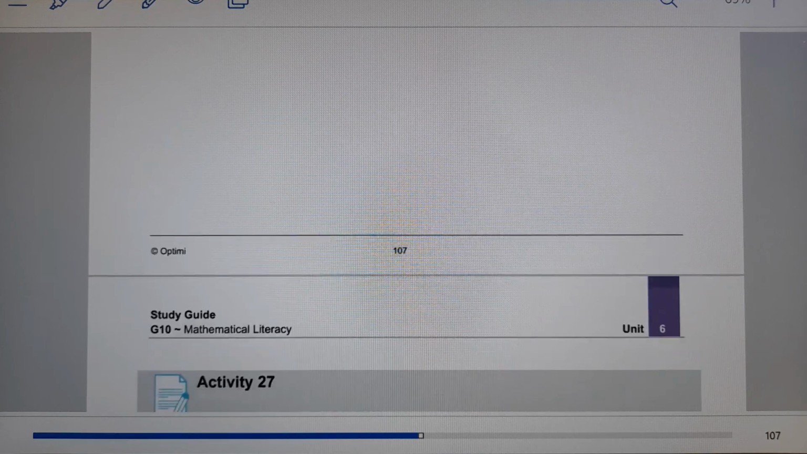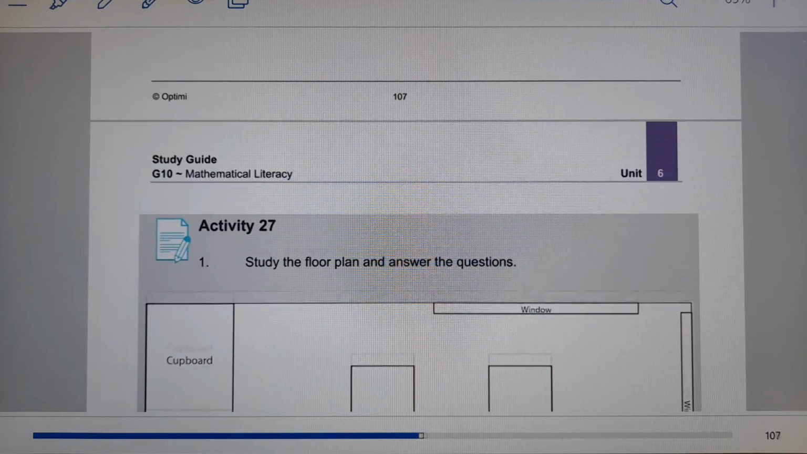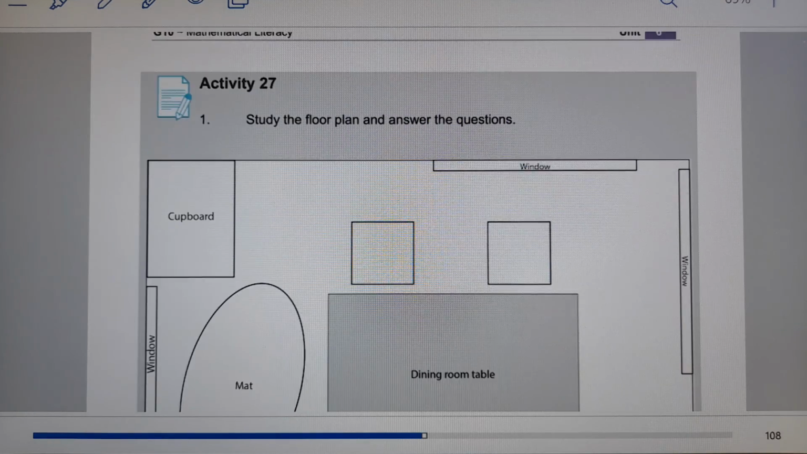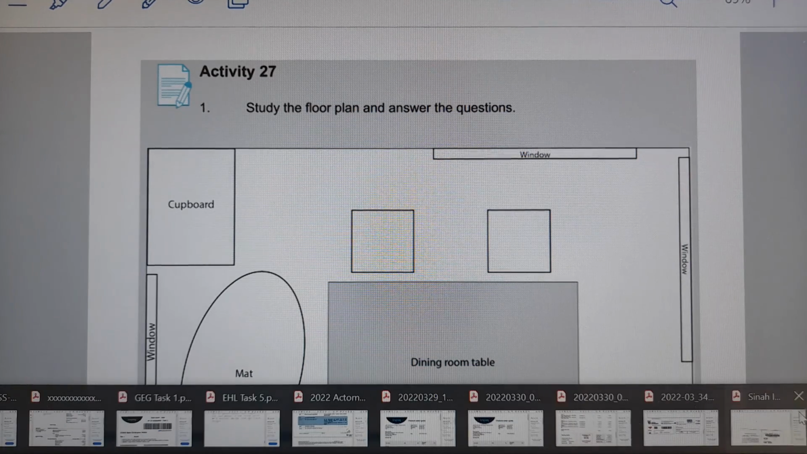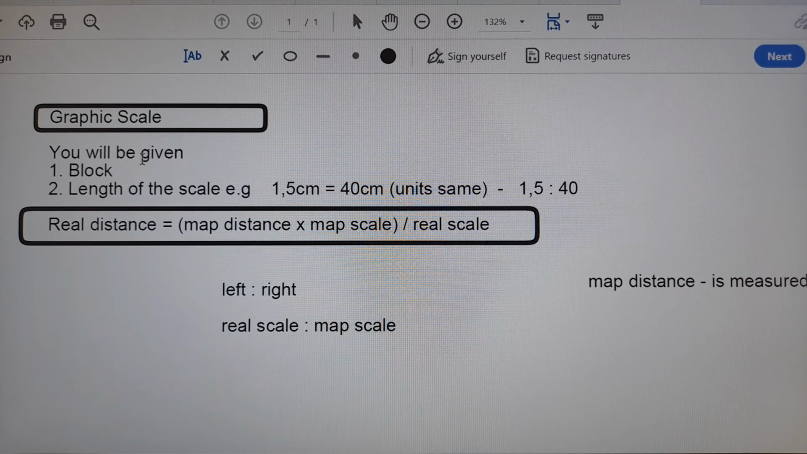Now we have activity 27 that you will need to practice doing, and see if you are getting the grip of this. Please, let's do activity 27 and we will do the corrections together just to make sure that we understand what needs to be done. Don't forget to write your formula for the graphic scale. So this is your graphic scale. Please take note, you will always get this.